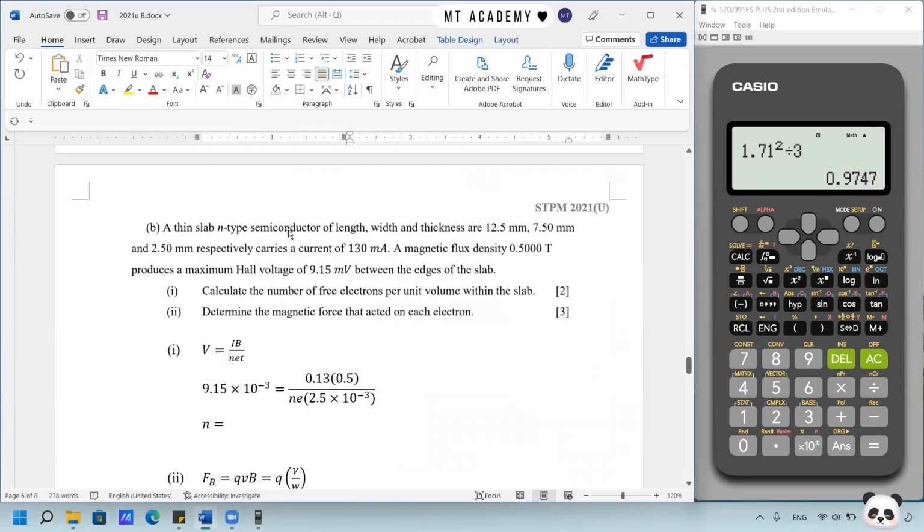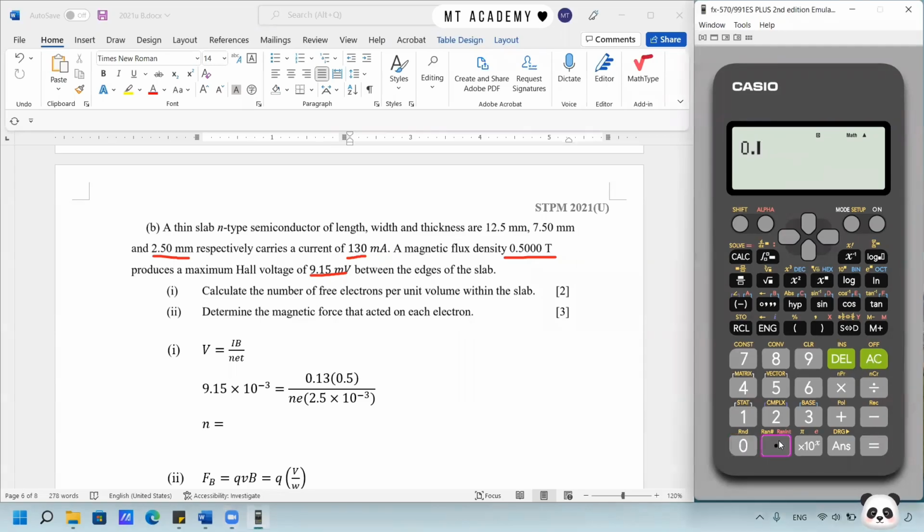A thin slab N-type semiconductor of length with thickness carries a current of 130 milliampere. We have the magnetic flux density of 0.5 Tesla, produces a maximum Hall voltage of 9.15 millivolt. Calculate the number of free electrons per unit volume within the slab. So you should know the number of free electrons per unit volume is the electron density, and you have the formula of Hall voltage, okay, that you derived in the first question. Okay, so we have the voltage 9.15 millivolt. Okay, we have the current, we have the magnetic flux density, and we also have the thickness. So everything is there, so you can just put into the formula and obtain the value of the electron density.